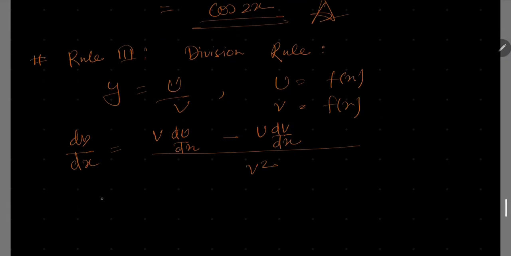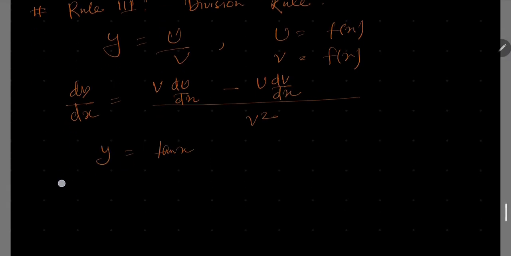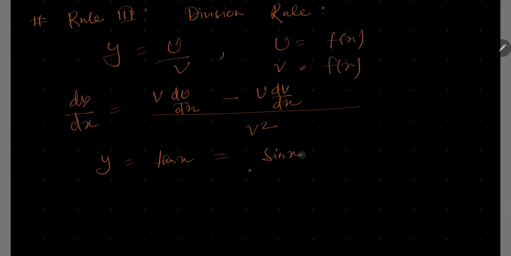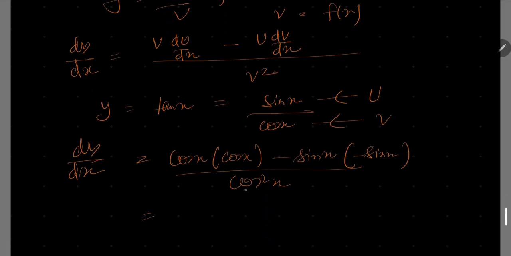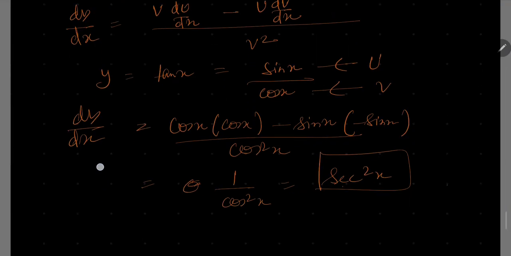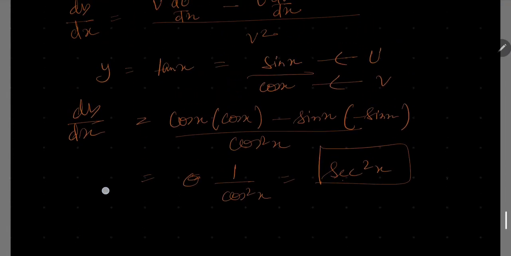This is the formula. Let's say y is equal to tan x. How will you differentiate? You can write tan x as sin x by cos x, and you have to calculate dy by dx. You can say this is u, this is v. Now apply the formula: v, which is cos square x. Now cos x as constant, differentiate sin x, it is cos x, minus, then sin x as constant, differentiate cos x, it is minus sin x. And all the way you can see it is cos square x plus sin square x, which is 1 by cos square x, which is going to be sec square x. You can see this, right? I hope you understand. This is how you can apply the division rule.